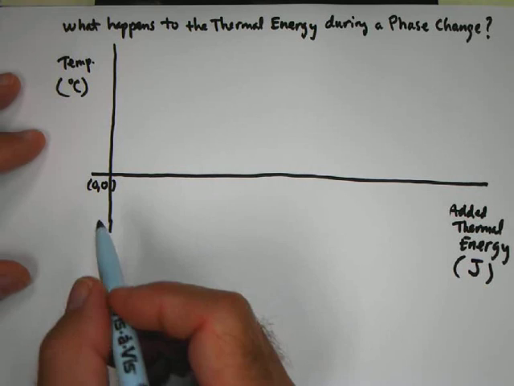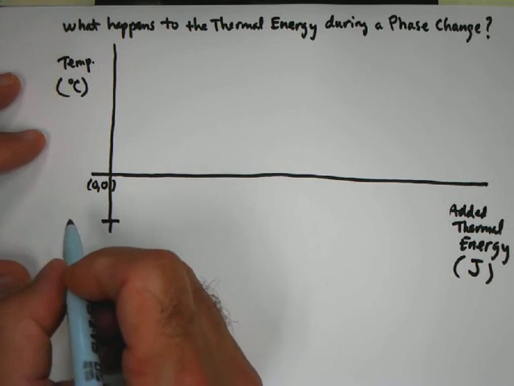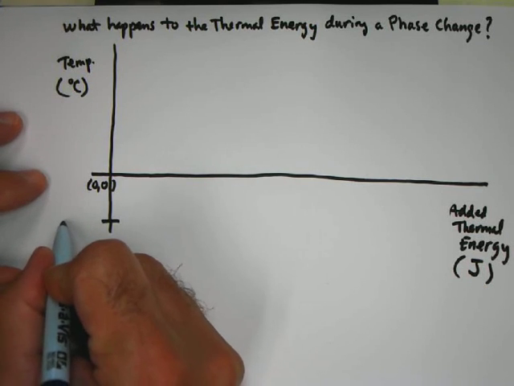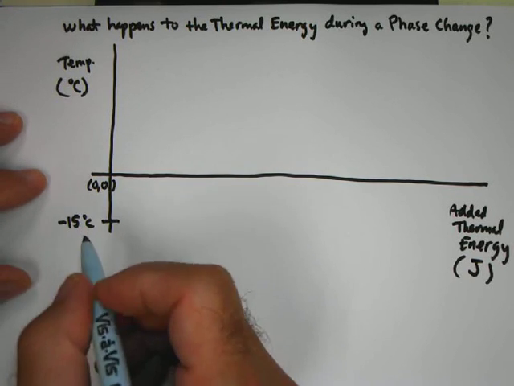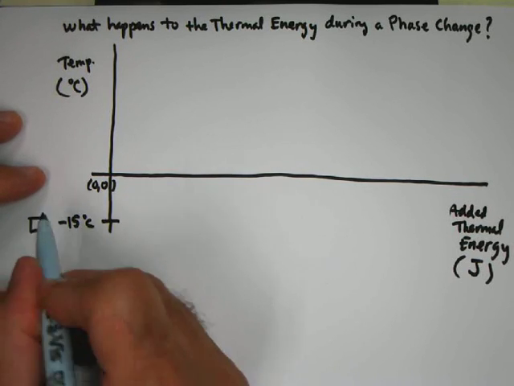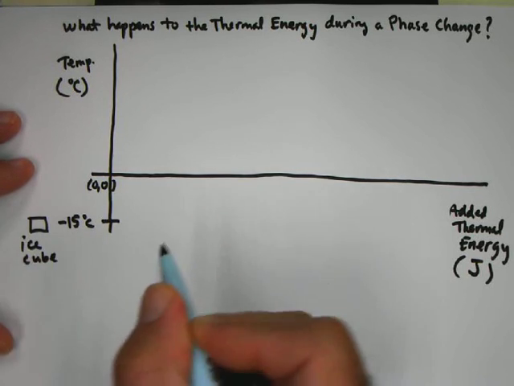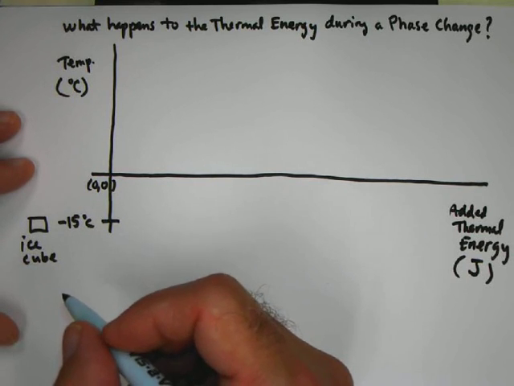Let's say our ice cube is taken straight out of the freezer, and the freezer keeps the ice cubes at negative 15 degrees Celsius. Okay, we take that ice cube out. I'll just draw a little ice cube there. And now we're going to add heat to it. So we're just going to let it warm up.